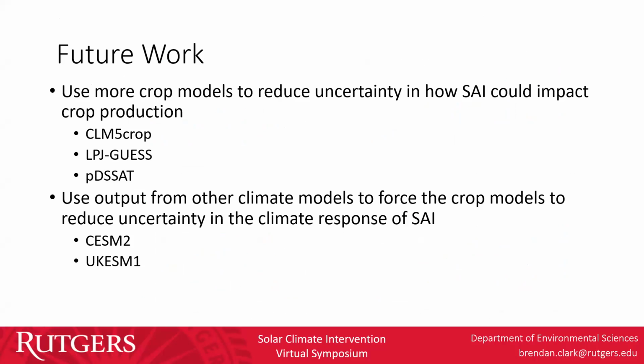So we're planning so far to use CLM5 crop, LPJ-GUESS, and then the PDSSAT crop model. And hopefully other crop models that would be willing to participate in this too would be great. And we also have output from other climate models that ran these scenarios. So we have CESM2, and then also the UKESM climate model ran these scenarios too and saved the output that we need, so we can compare uncertainty in the climate response of SAI for different crop models.